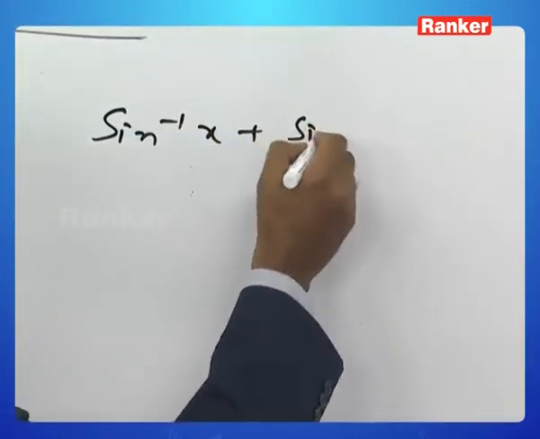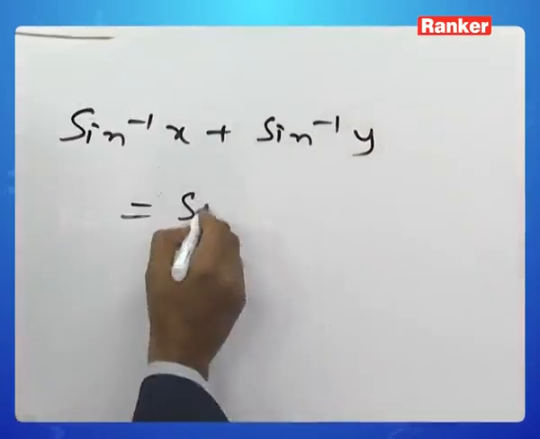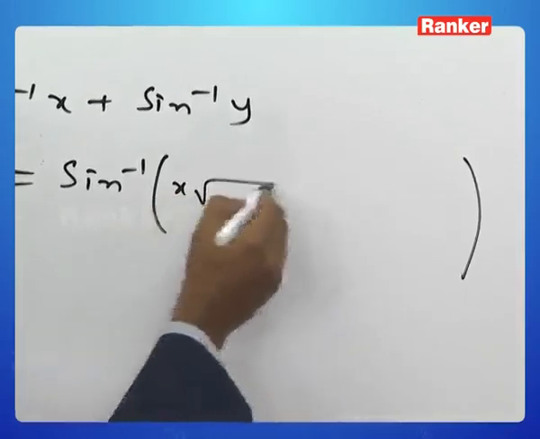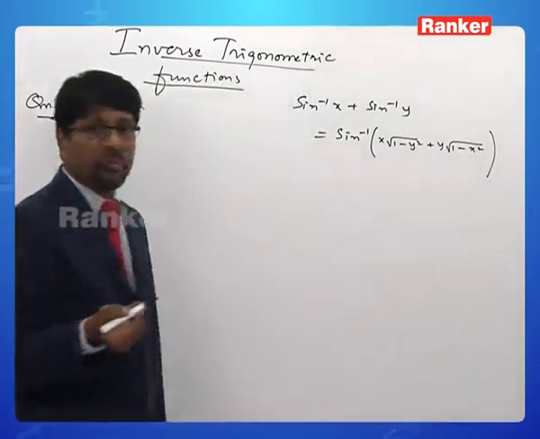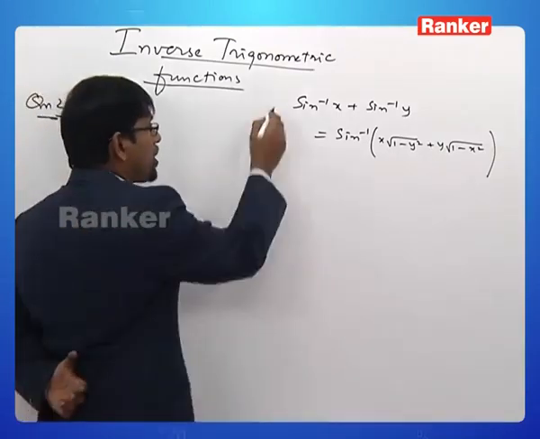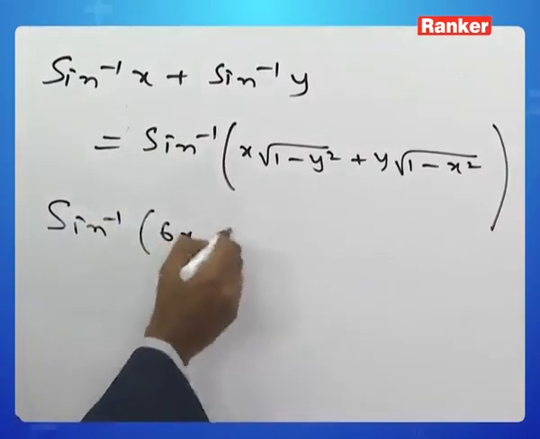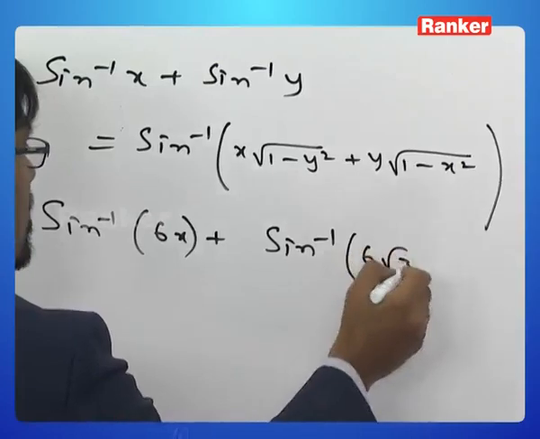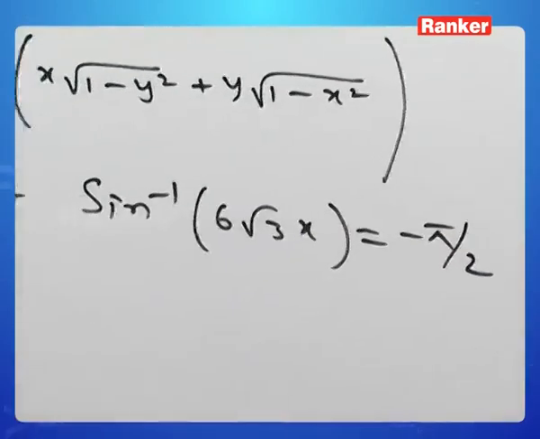use the formula sine inverse x plus sine inverse y is equal to sine inverse of x into root 1 minus y square plus y into root 1 minus x square. There are some deviations for this formula, but when we are trying to solve an equation, we can just use this formula. So, sine inverse of 6x plus sine inverse of 6 root 3x is equal to minus pi by 2. This is what we are given. We are asked to solve this.